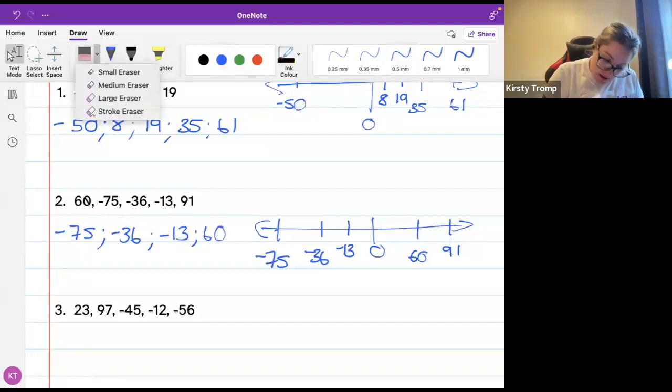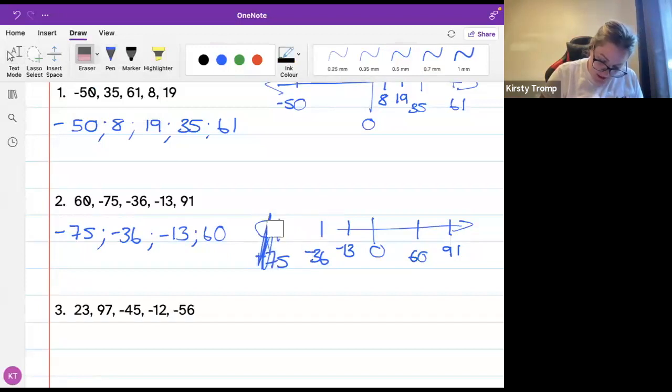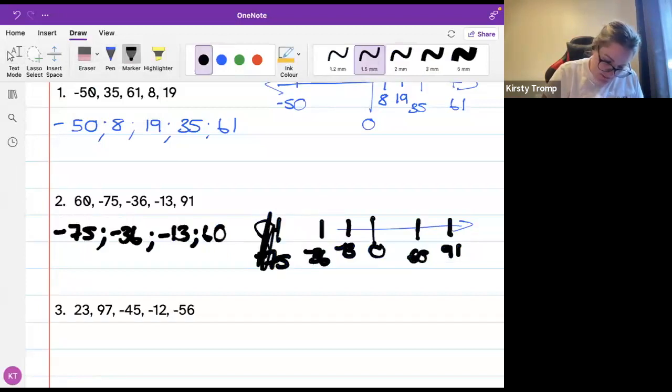60, and oh dear, I've run out of some space here, so let's just give myself some space. Oh no, it doesn't want to let me use the eraser now for some strange reason. Sorry guys, it's doing a weird thing here today. Okay, so 60, and then I've got 91.